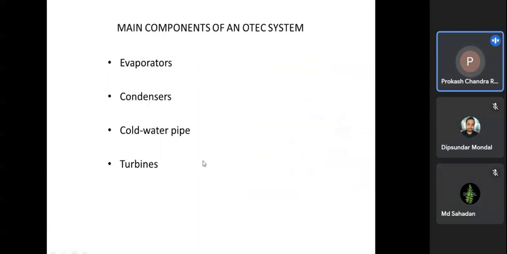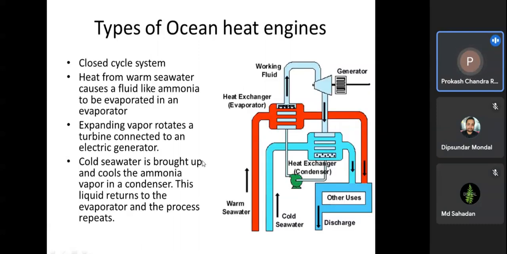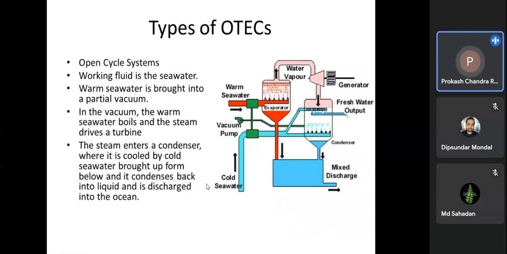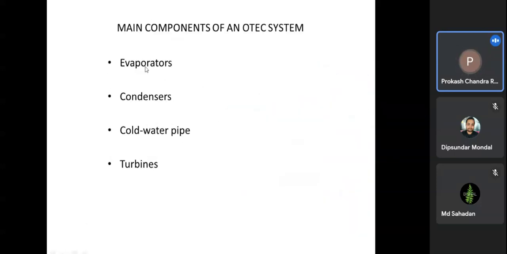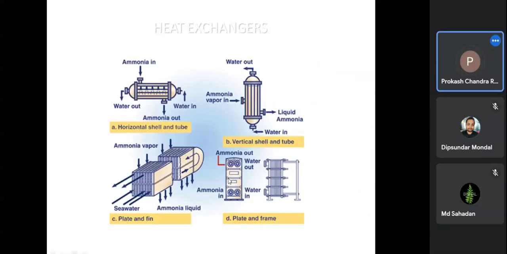If we look into these systems, we have a number of devices: evaporator, heat exchanger, turbine, generator, condenser. So we see evaporator, condenser, cold pipe, turbines. In most cases, we have a number of heat exchangers. The evaporator and the condenser are basically heat exchangers. Here, heat will be transferred from one fluid to another.